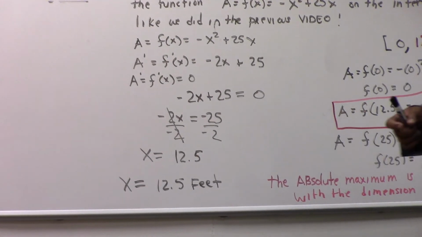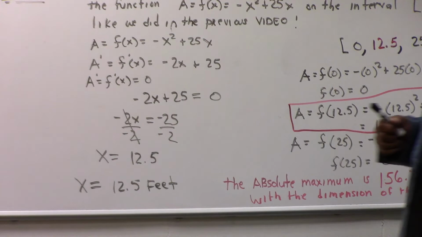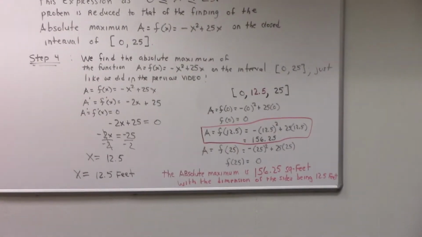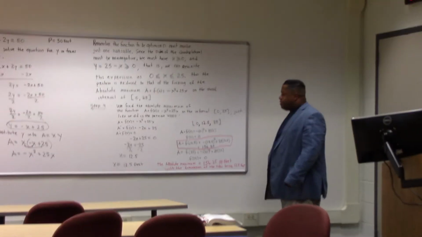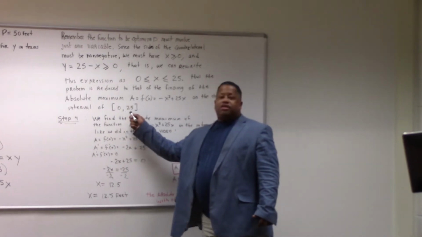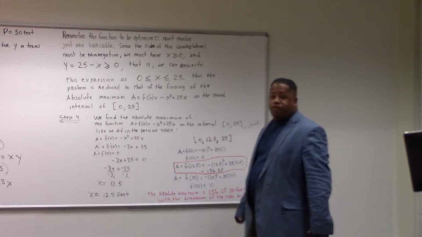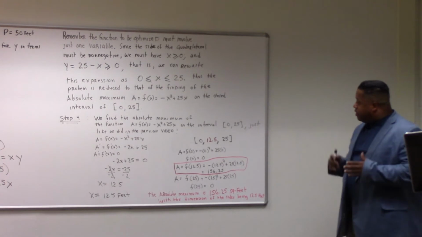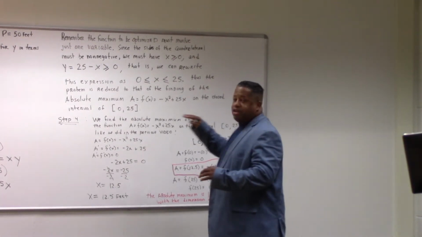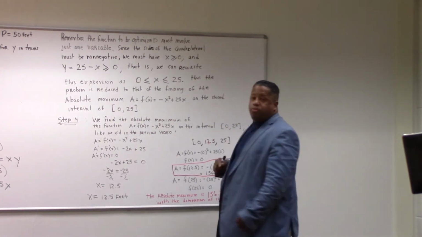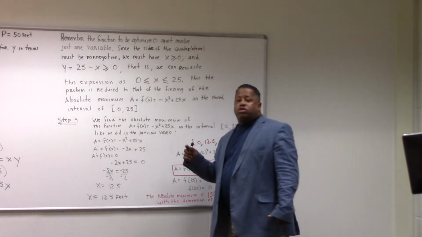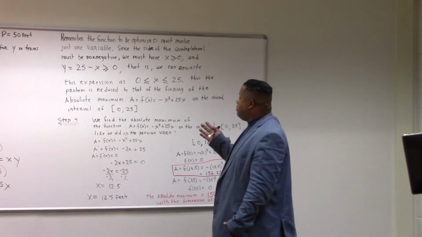We solve for x. When we solve for x, we come up with 12.5, clearly one of the sides. x is equal to what? 12.5 feet. Now since that is within this interval here, it qualifies to be continued to be involved, so we can plug this value into the problem. So this value can be used to help solve the absolute maximum of this problem.